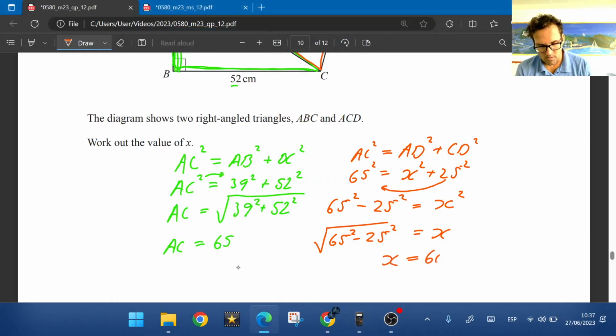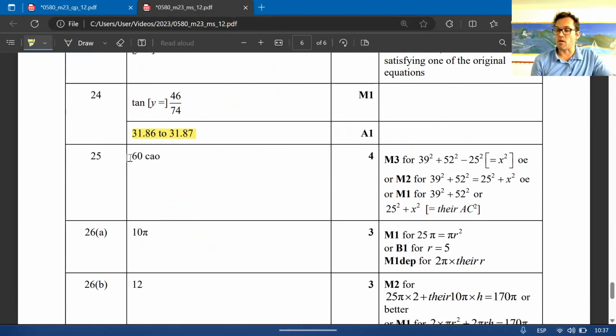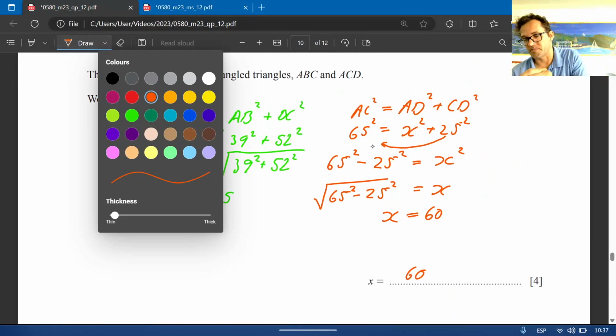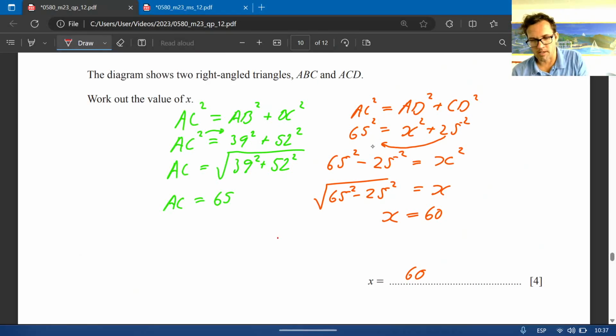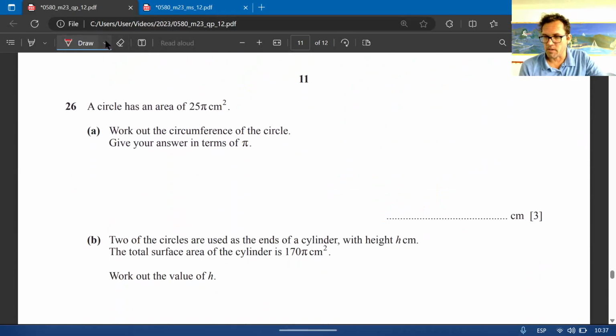X equals 60. Let's see the marks. 60, correct answer only. No, they made it so complicated. You can do it all at once, is what they're saying. Either way, I guess you get a mark for some working out, and you get a mark for the answer. Something like that. Okay, question 26.